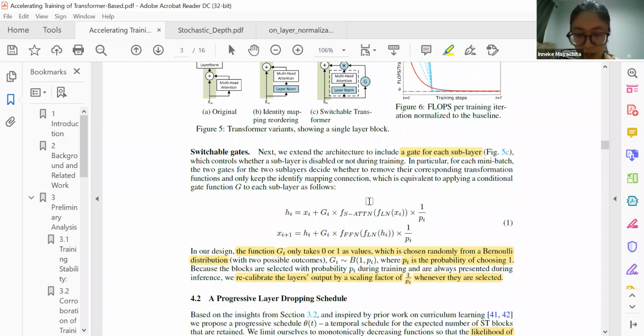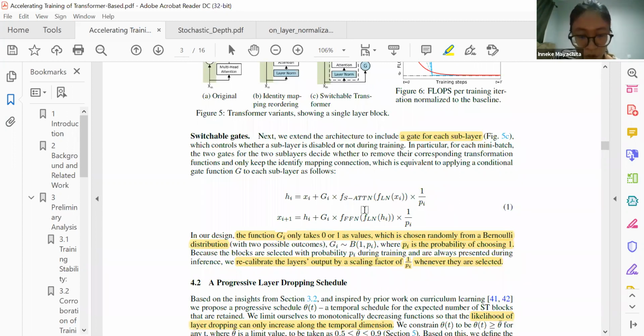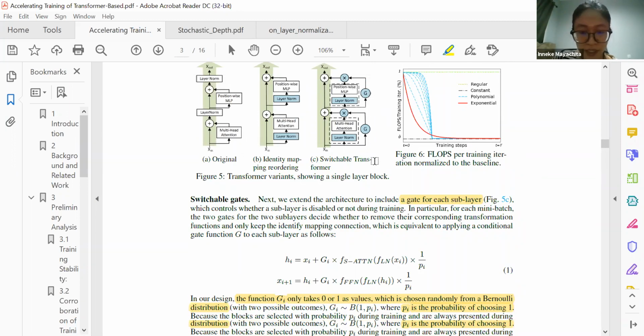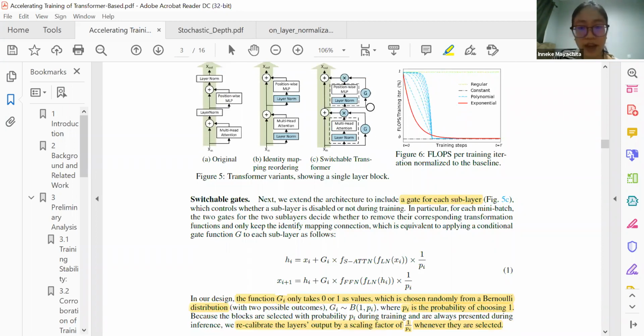This is how we are going to remove or drop the layers. As we see in a single block, there are two gates here, but in this paper we will use the same value of G. So if G is equal to 1, it means that these two will be kept, retained, and if G is equal to 0, both of these will be dropped.